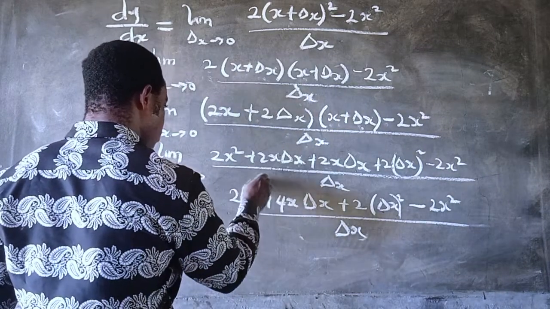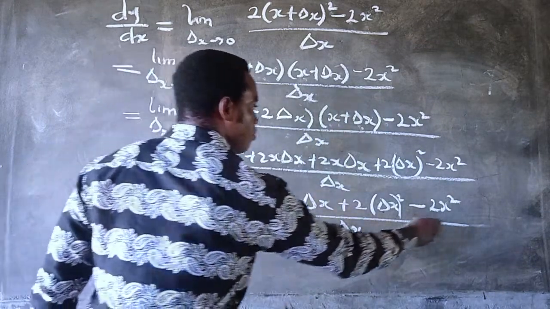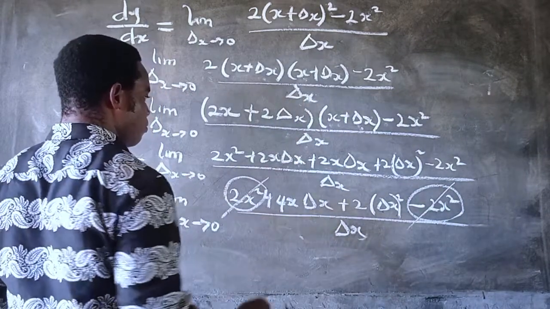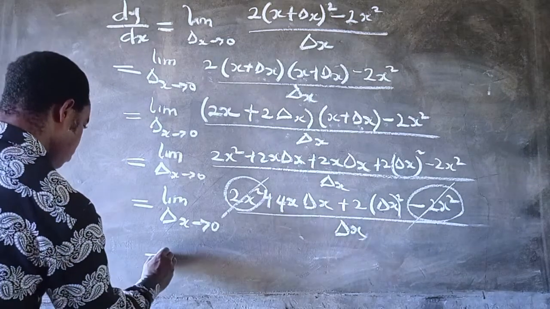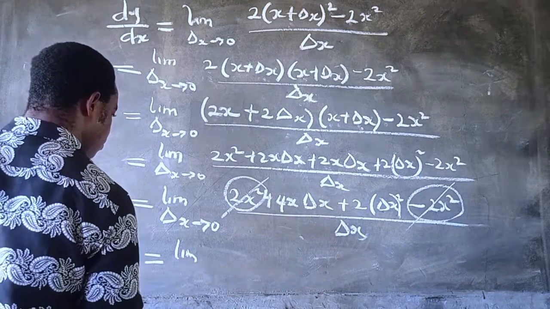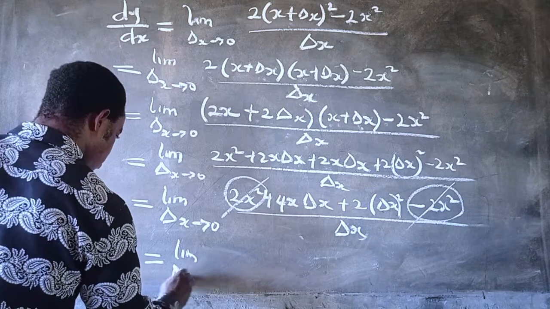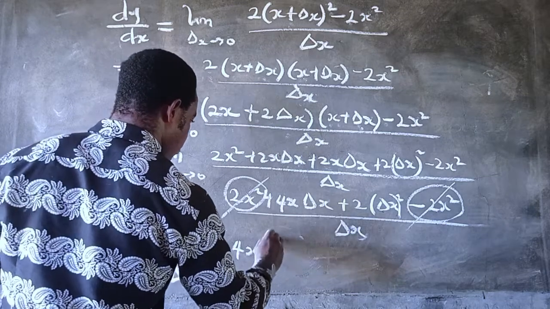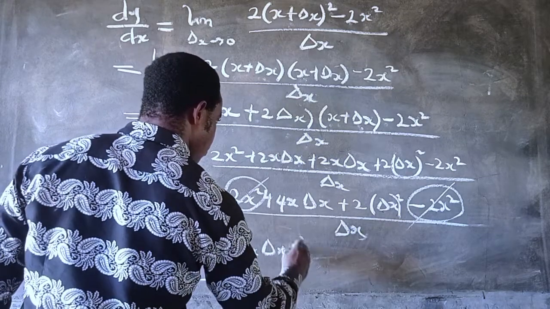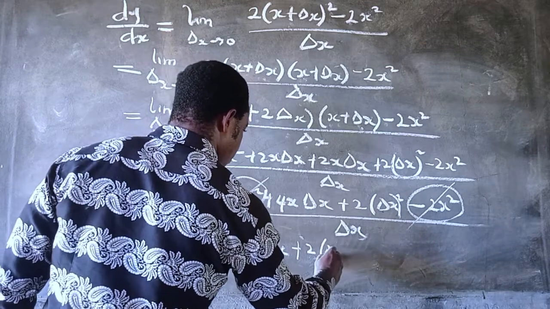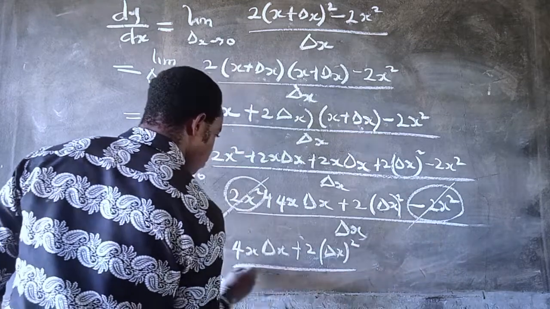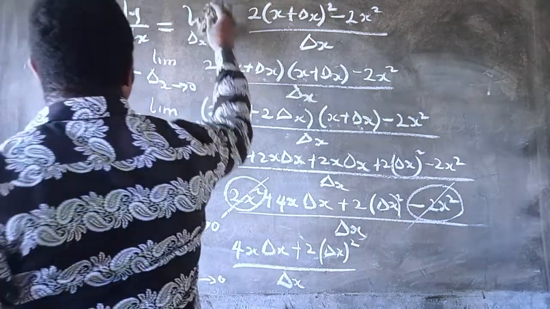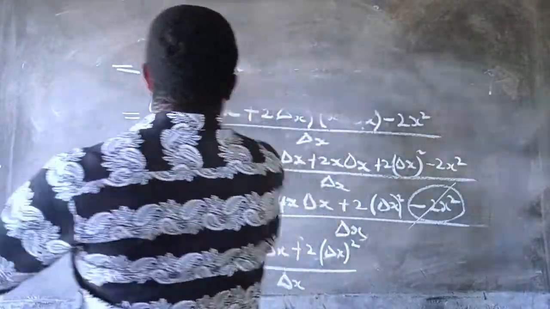Feel free to pause the video so you don't miss any part. Look at these two. Cancel each other out. So what do we have left there? The limit as delta x approaches 0 would be 4x delta x and plus 2 delta x squared divided by delta x. Okay, now we have to go on and simplify that further.